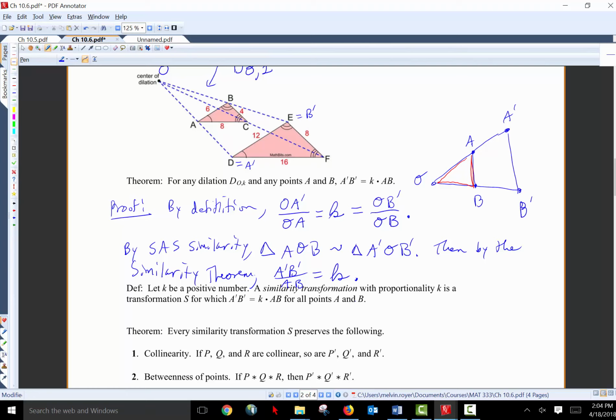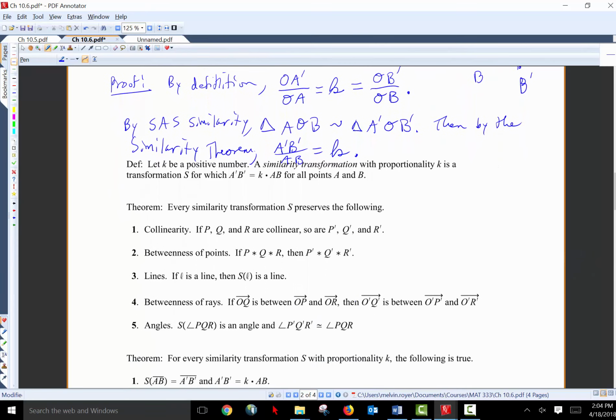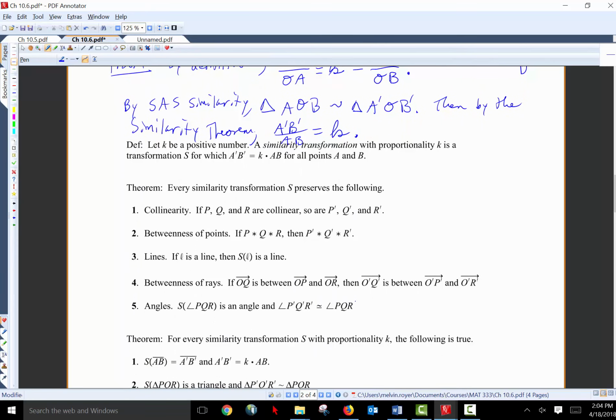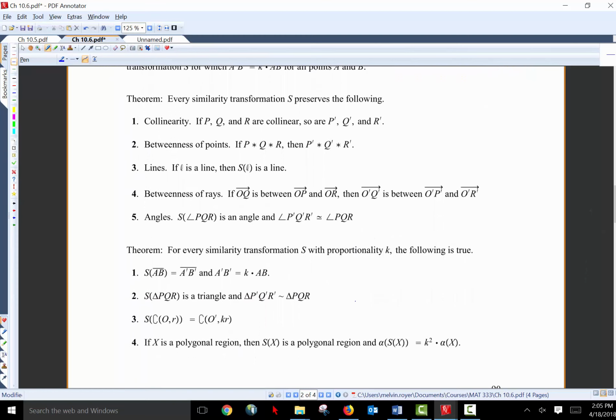All right, so let's now work with this business. What about when we have the situation where every pair of points is moving by the same factor? Let's call that a similarity transformation. If it's a transformation so that the image of each pair of points is K times the distance between the points themselves, we will call that a similarity transformation. And then here is a list of properties that should look pretty familiar. I literally cut and pasted in my word processor.